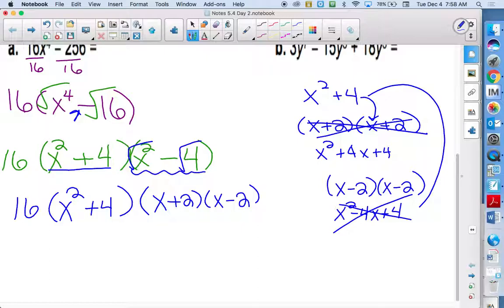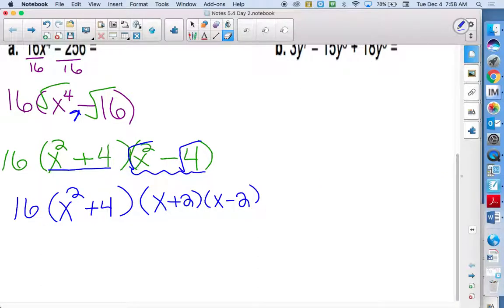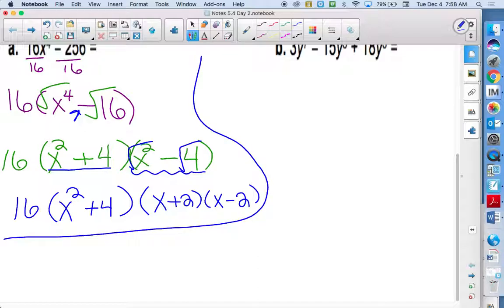So it cannot factor because when you try and factor it, the terms in the middle don't cancel, they stay there. So it is not factorable. So the final answer, the 16 was the GCF. X squared plus 4, yes, it's a binomial, but it's a sum, not a difference. So it cannot factor. And then x plus 2 and x minus 2.